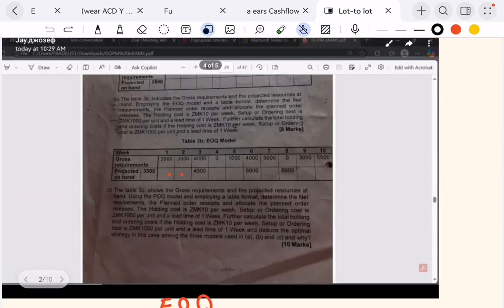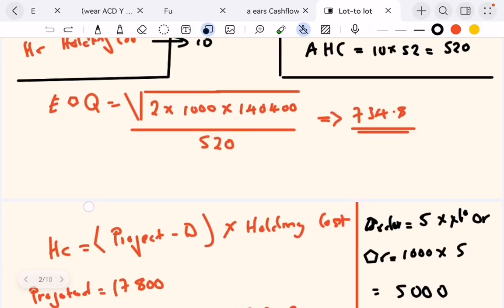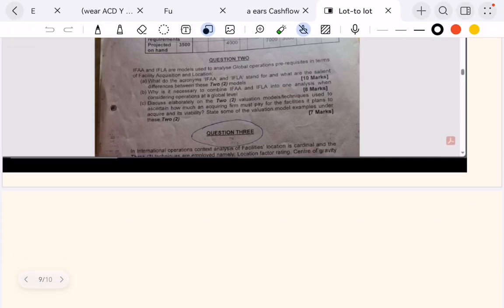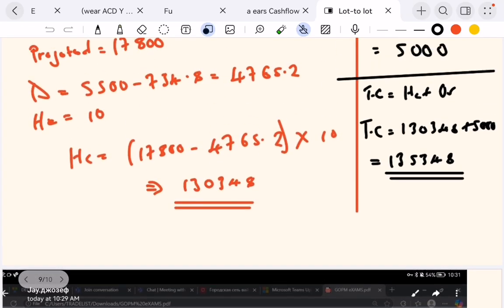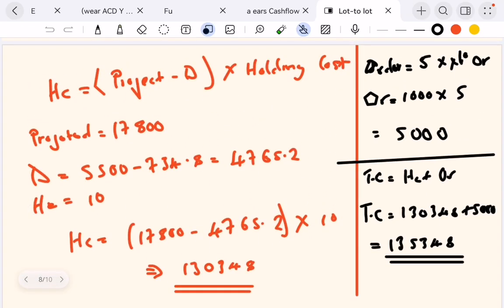Let's go to the periodic order quantity. And the total holding cost. Okay, sorry, I'm confused. Okay, the total cost we found. Okay, it's clear. So, Mr. Malam, these figures inside the table, under 1, 2, 3, those are units, right? Yes. Okay.